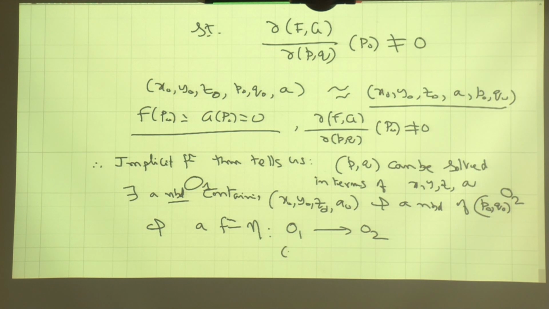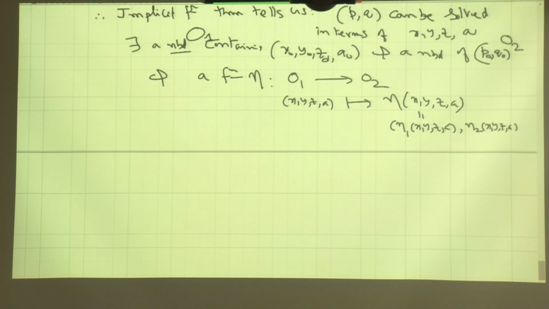So anybody here, it looks like X, Y, Z, A. That guy will go to eta of X, Y, Z, A. Remember, O2 is a subset of R2. So it will look like two components, eta 1 and eta 2. So this is actually, in terms of the component functions, eta 1 of x, y, z, A, eta 2 of x, y, z, A. Right? Any function which takes values in R2 looks like two functions. One function in the first coordinate and another function in the second coordinate. So this is how it looks.